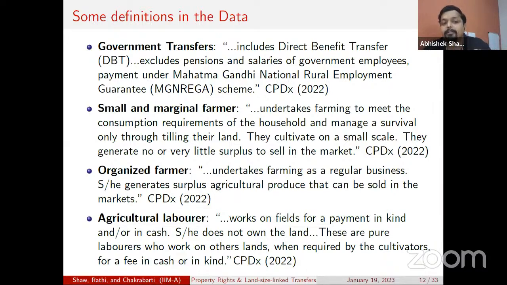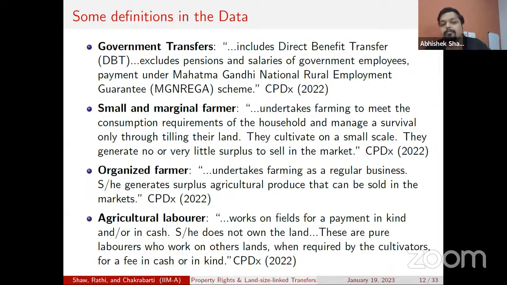So the government transfers that CMI records are on the income side, right? So in the income data, they record government transfers. It includes only direct benefit transfers. It doesn't include pensions, doesn't include salaries of government employees, and it doesn't include MGNREGA wages, right? So that's clear. What we see there is direct benefit transfers of any kind. So just to put that on the table.